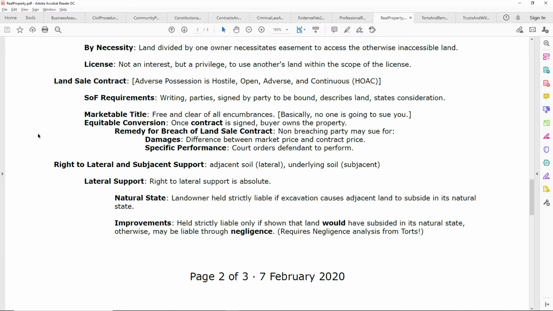Right to lateral and subjacent support: adjacent soil is lateral, underlying soil is subjacent. The right to lateral support is absolute. Natural state: a landowner is held strictly liable if excavation causes adjacent land to subside in its natural state. Improvements: held strictly liable only if it is shown that the land would have subsided in its natural state, otherwise may be liable through negligence, which requires negligence analysis from torts.